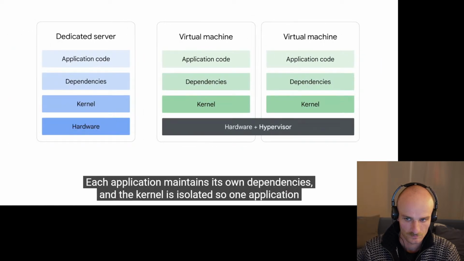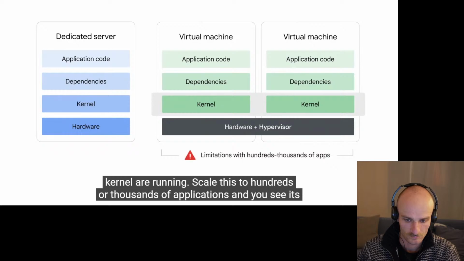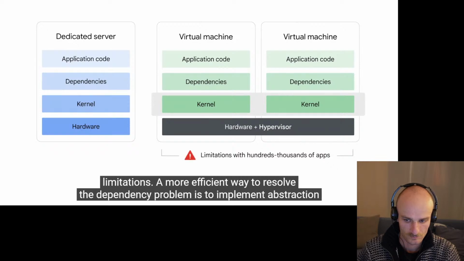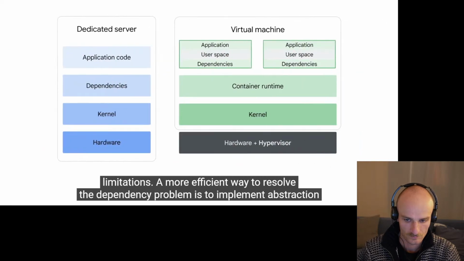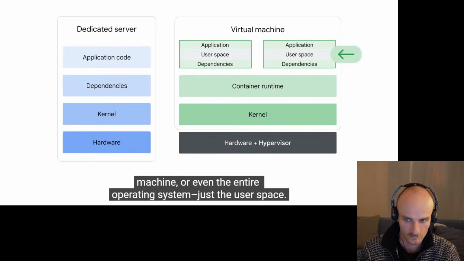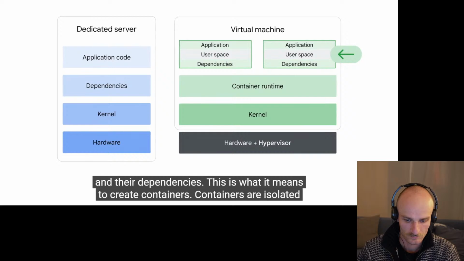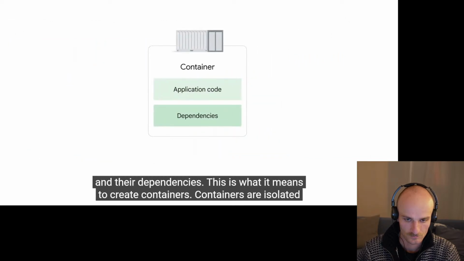Each application maintains its own dependencies, and the kernel is isolated, so one application won't affect the performance of another. The result is that two complete copies of the kernel are running. Scale this to hundreds or thousands of applications, and you see its limitations. A more efficient way to resolve the dependency problem is to implement abstraction at the level of the application and its dependencies. You don't have to virtualize the entire machine, or even the entire operating system, just the user space. The user space is all the code that resides above the kernel, and it includes applications and their dependencies. This is what it means to create containers.